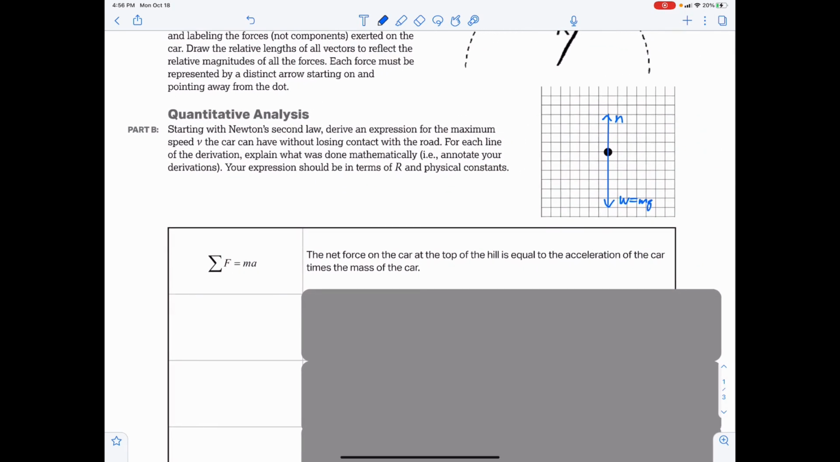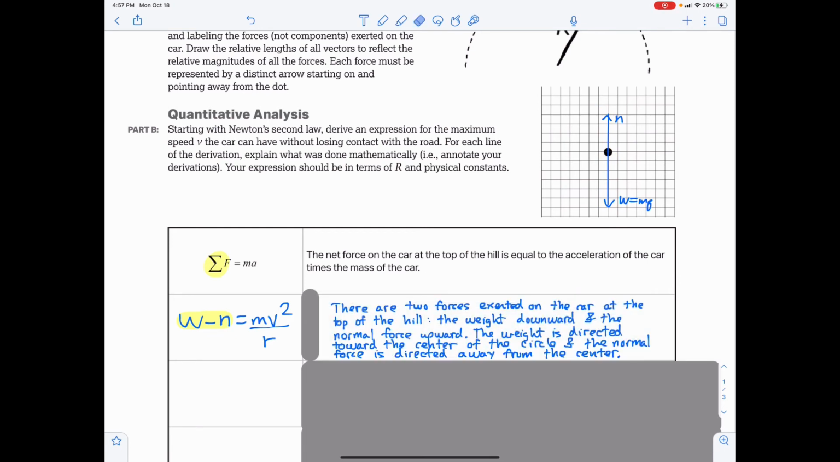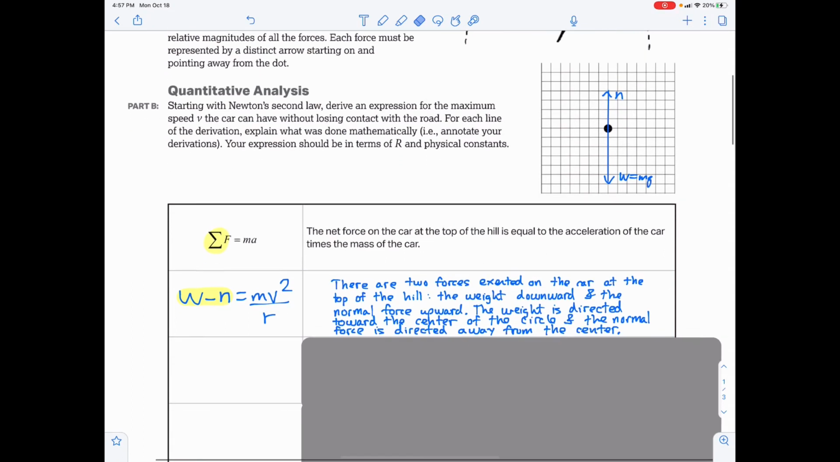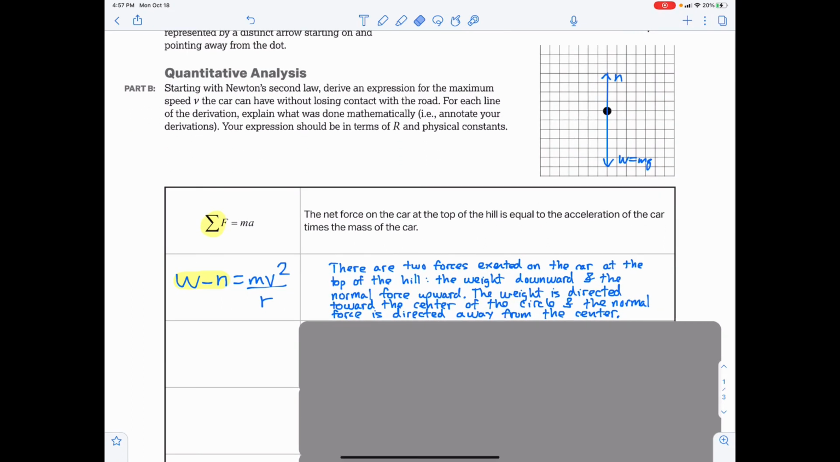Next step, weight minus normal force equals mv squared over r. We have taken the net force and split it into forces going into the circle minus forces going out of the circle. Description: there are two forces exerted on the car at the top of the hill, the weight downward and the normal force upward. The weight is directed toward the center of the circle, and the normal force is directed away from the center.